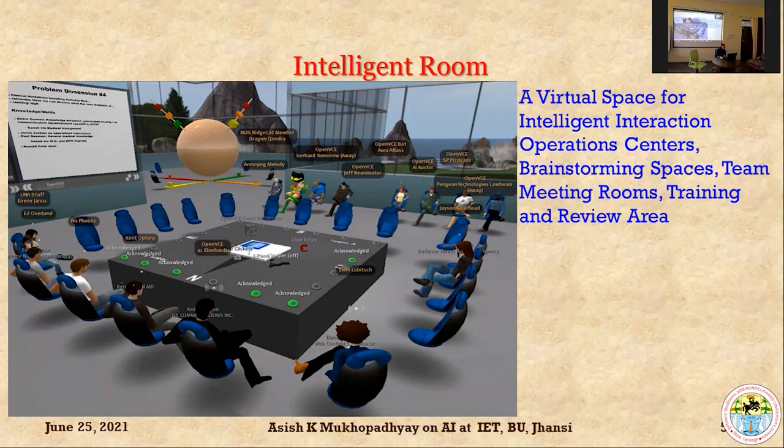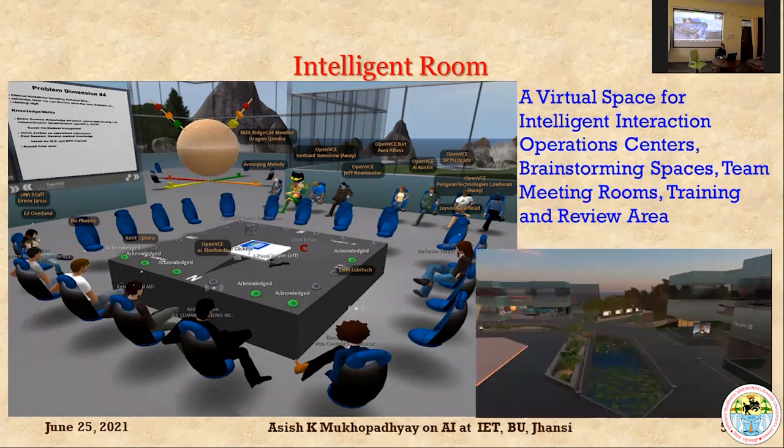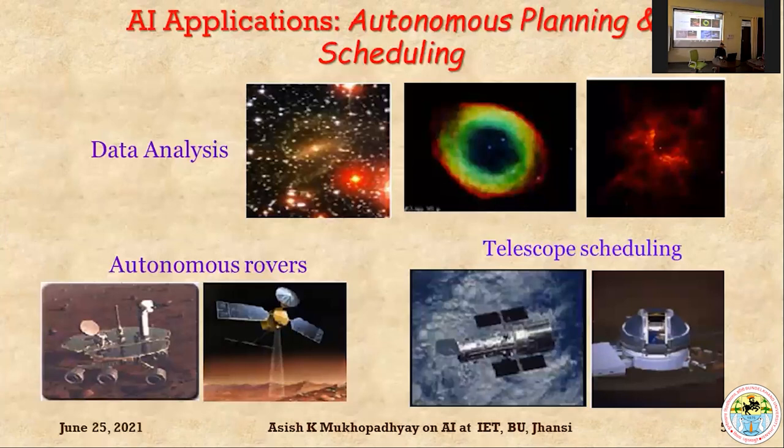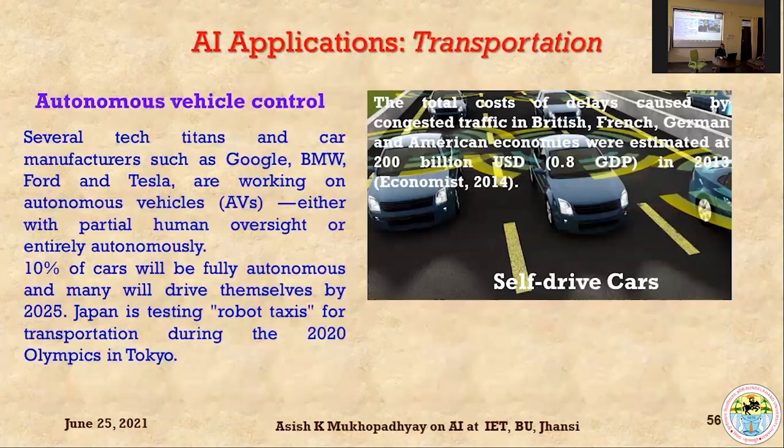A lot of things I don't want to explain all. That is a different issue. Intelligent campus, like data analytics and analysis using AI, then autonomous robots. These are all applications. Autonomous vehicle control, self-driving cars. One thing is we don't allow any driver to run any vehicle. If 100% of vehicles in a country are made automated using AI, then what will happen? What will be the most significant outcome?